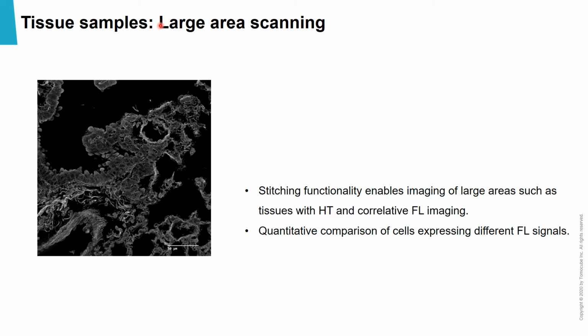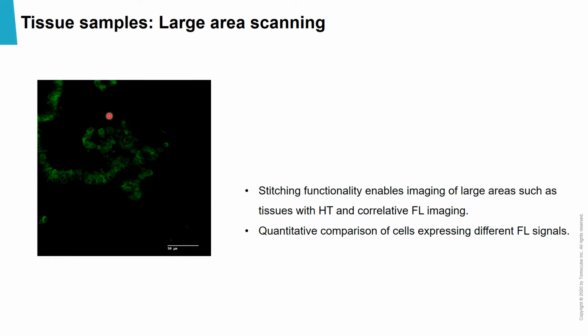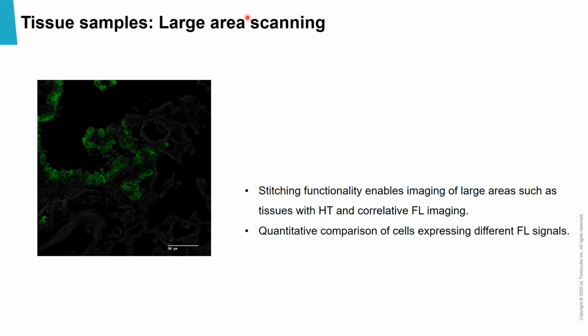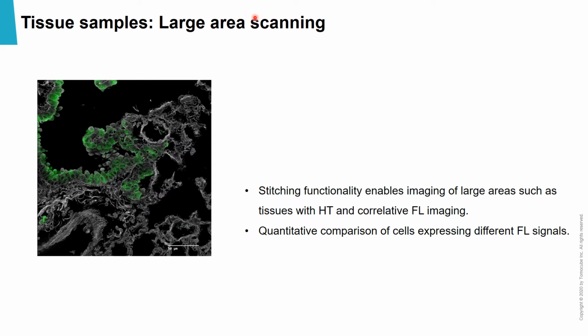We are not limited to a single field of view, but can also image large areas that go beyond our 80 by 80 micron field of view using our stitching functionality. For example, this is an image of a mouse lung tissue transfected with two different oncogenes, one expressing green fluorescence and the other red fluorescence. As I said, correlative imaging with fluorescence and HT can provide that specificity, and HT's quantification feature can be used to measure and compare the information of each region.